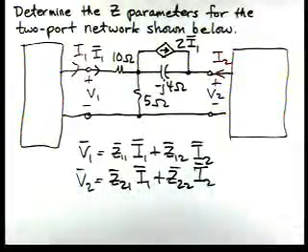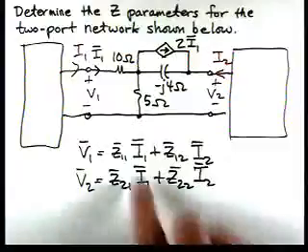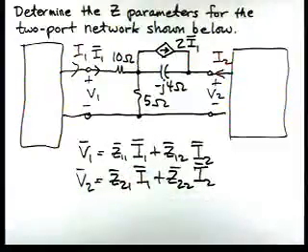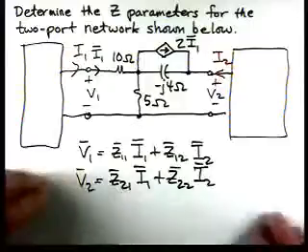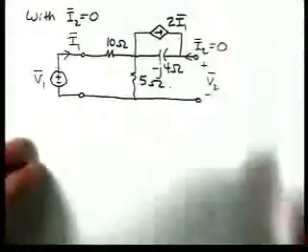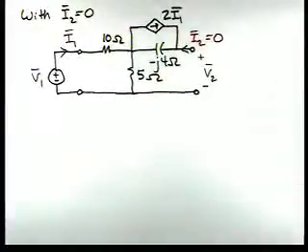So now the way that we'll find our parameters is, for instance, we'll set I2 equal to 0 in one case. That will allow us to find Z11 and Z21. Then we'll go in and set I1 equal to 0, and that allows us to find the other two. So first, let's let I2 equal 0.